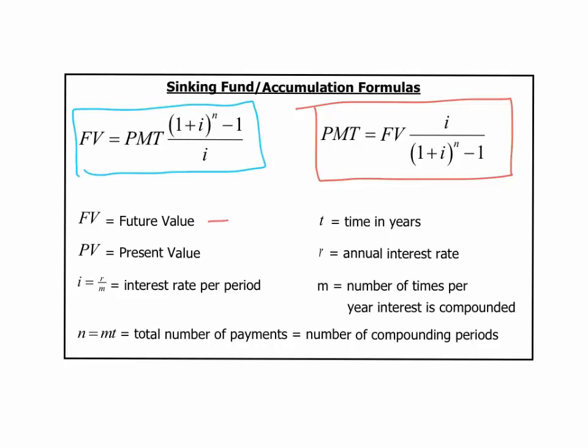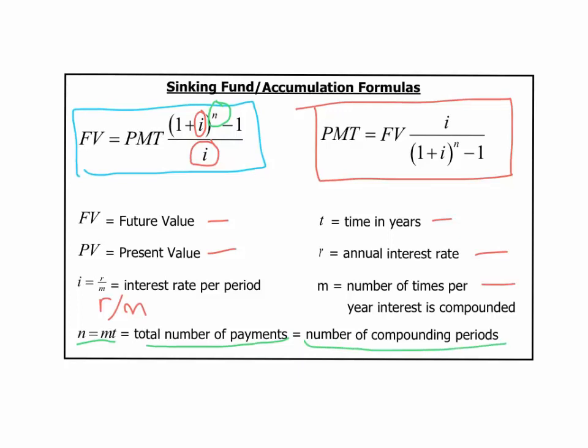FV is future value, just like before. PV is present value, just like before. T is time in years, just like before. The annual interest rate R and M are all the same. The I in our formulas is our interest rate per period, so this is R divided by M. And then we also see this variable N, and N is M times T. This is the total number of payments or deposits that we've made, and it's the total number of compounding periods.